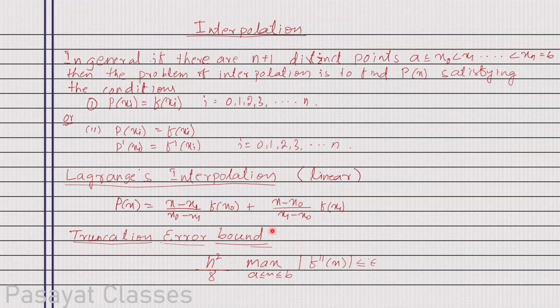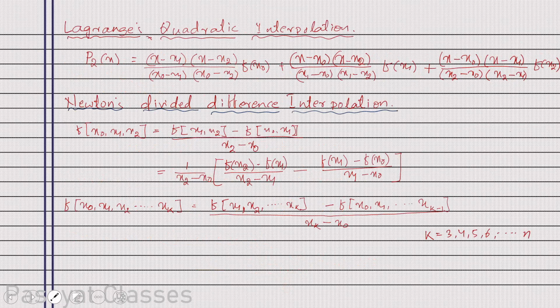For the problem point of view, please refer to the book. Here we get the function f(x) equal to sin x. This problem is given; you can refer to this book and find this problem. Clear? Now, Lagrange quadratic interpolation.